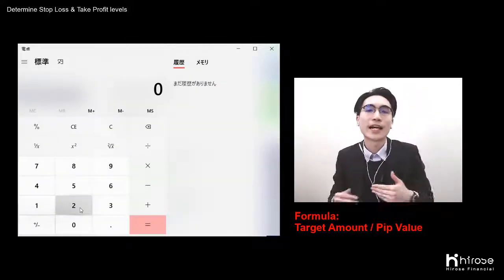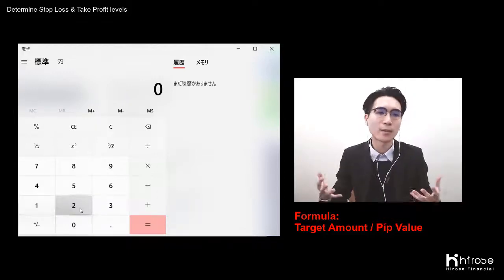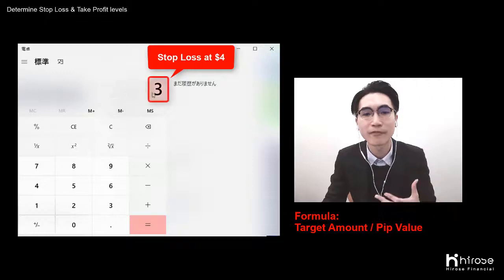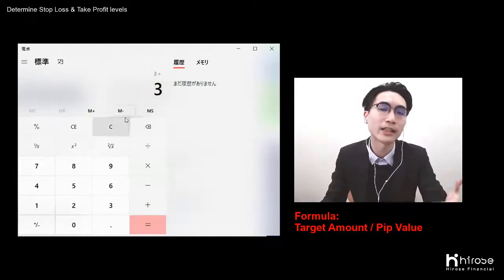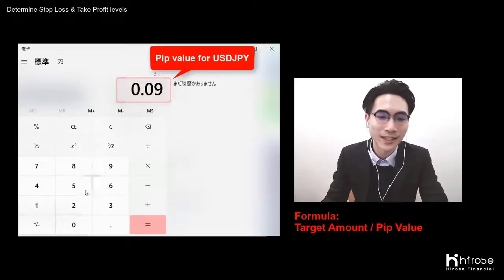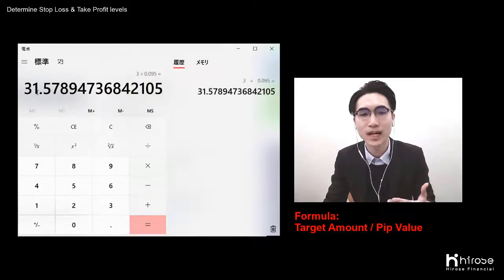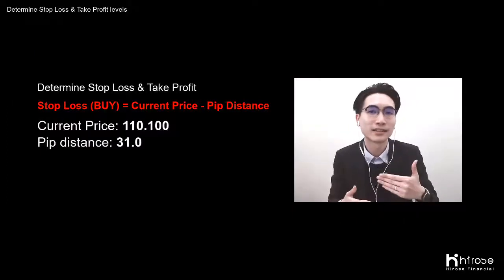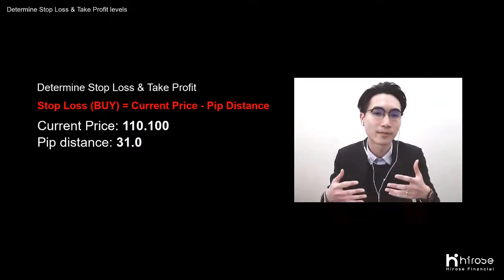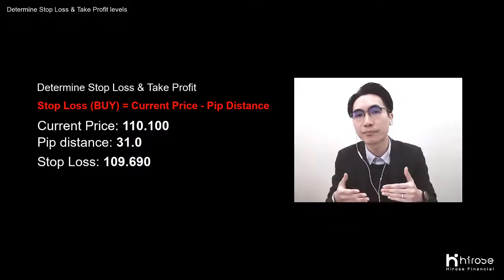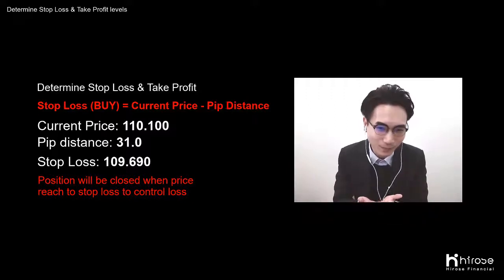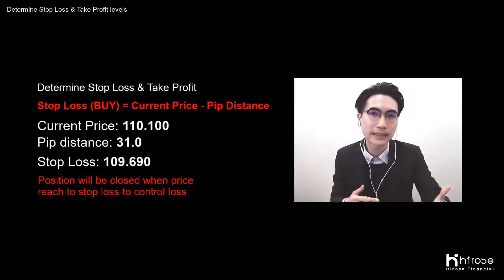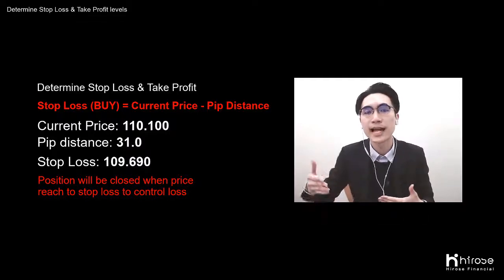Next we will take a look at how we set up the stop loss level. Let's say I want to stop my loss when the loss is at $3. Same as take profit, we will divide this $3 by the pip value that we calculated just now, which was 0.095. If we calculate this, I will have a 31 pip distance. All I need to do is minus 31 pips from the current price, which is this one here. So I will have a stop loss price level of this one here. When the price reaches this stop loss price level, the trade is going to be closed automatically, and I will be able to control my loss at $3.